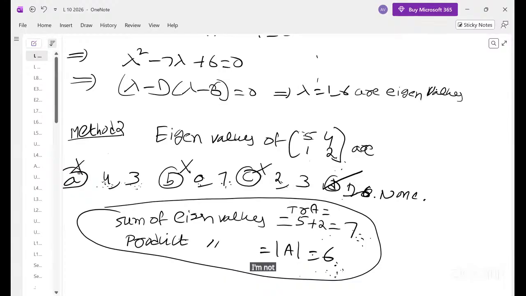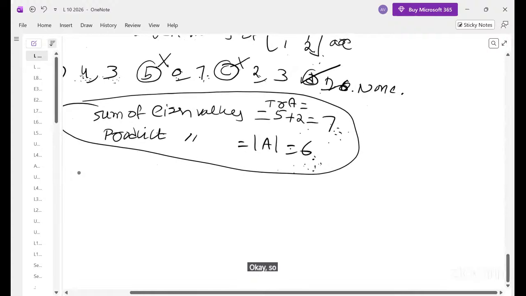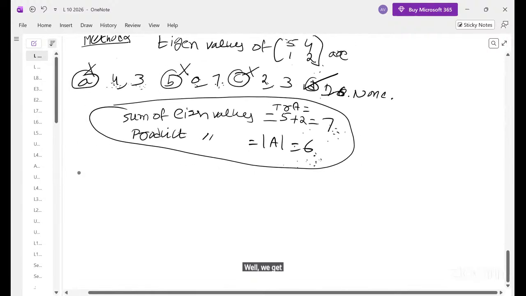What are the eigenvalues? 1, 6. Because 1 plus 6 is 7, and 1 into 6 is 6. When you add them, you should get back the trace. When you multiply them, you should get back the determinant. Okay, so we get this.